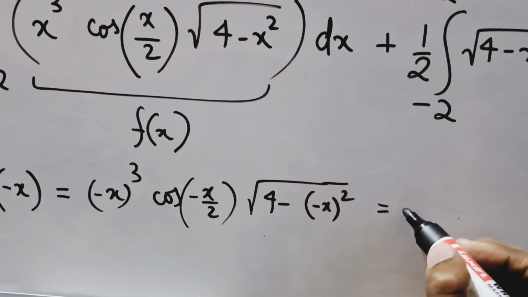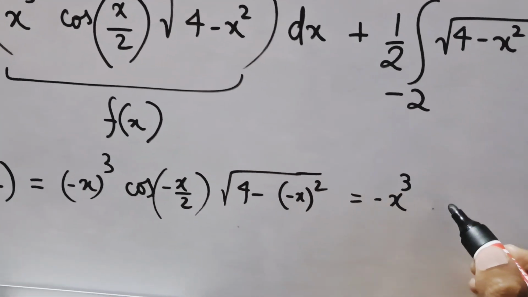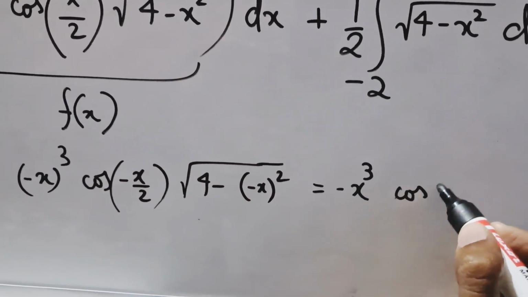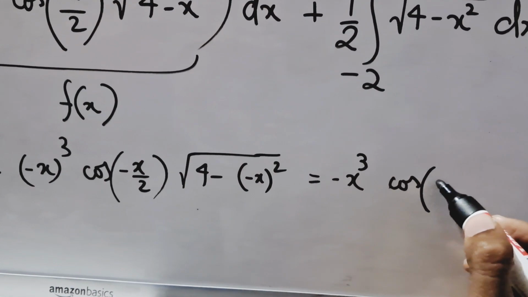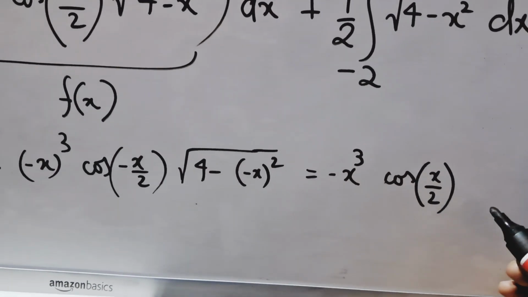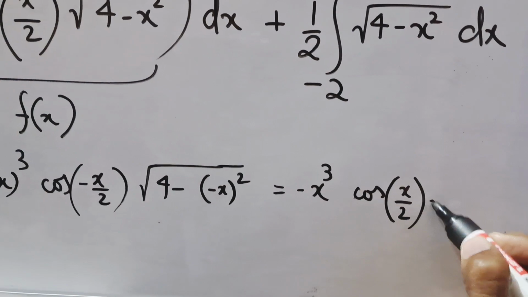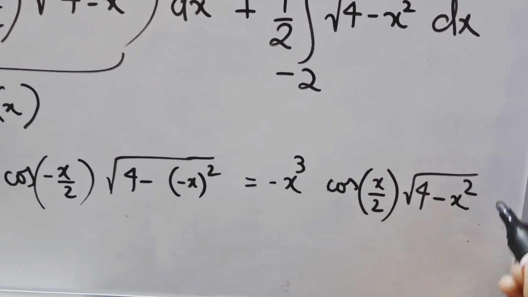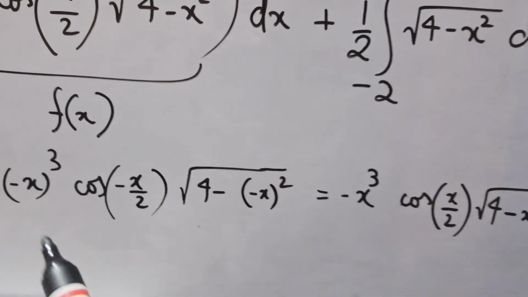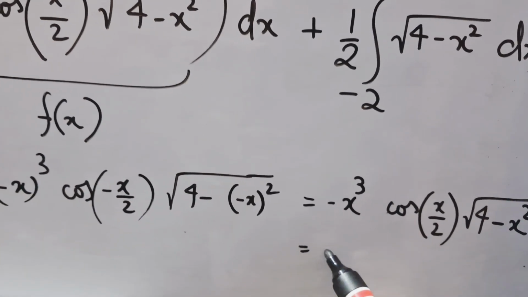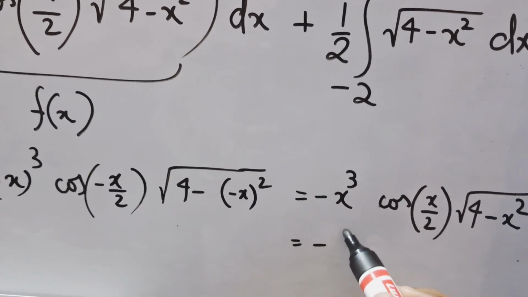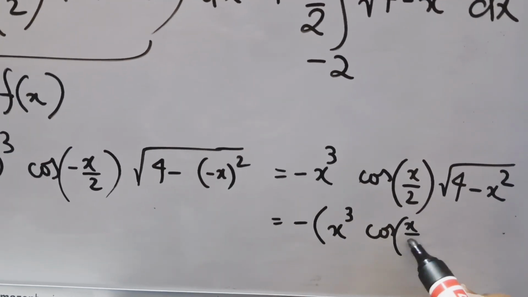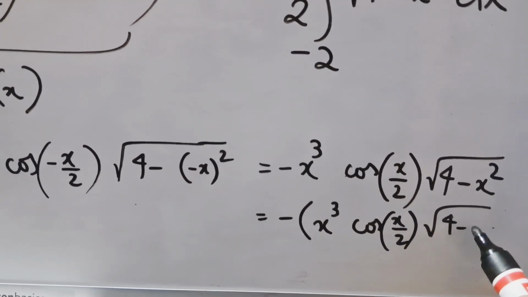Minus x whole cube is nothing but minus x cube. Cos will absorb the negative sign, so cos of minus x is cos of x. So it will not be affected by any negative sign, and this one will also be positive because it is squared. So it is as it is. Okay, so it will be minus x cube cos x by 2 square root of 4 minus x square.